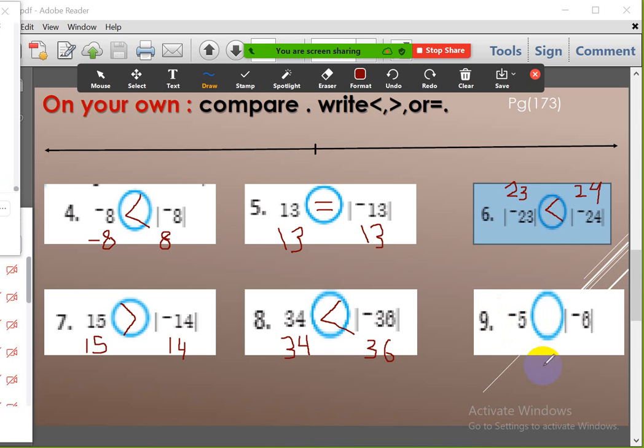The absolute value for negative 6 is 6, and this one is negative 5. Here I have a positive number and a negative number. Which one is the greater? Of course the positive is greater than the negative. That means the sign will go to this side. Okay, if you finish, please type 1 in the chat, girls. Thank you all of you.